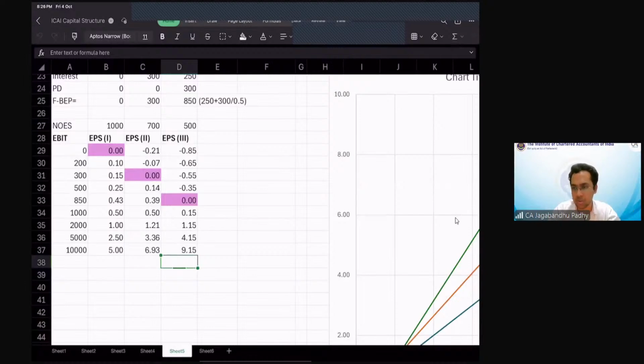In cost of capital, what is the IRR formula given in the study material? That is same as what we do between the two rates. You can use it between the two rates. There is no problem in that. Or you can learn that formula by heart and do it.